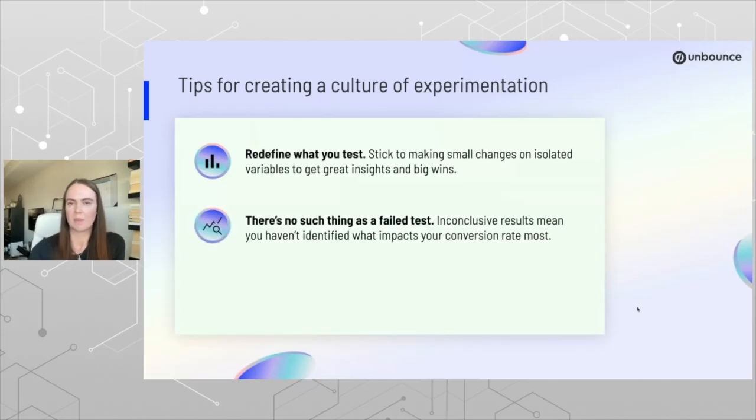And next, remember that there's no such thing as a failed test. Inconclusive results really just mean that you haven't identified what impacts your conversion rate the most. So say if you test two different headlines on your landing page, you might find that there's no clear winner. And this really just tells you to move on and test a different element like your CTA copy, which might have a more significant impact on your conversion rate.